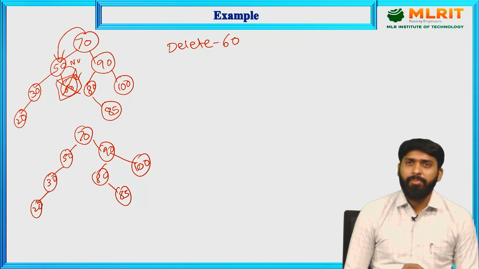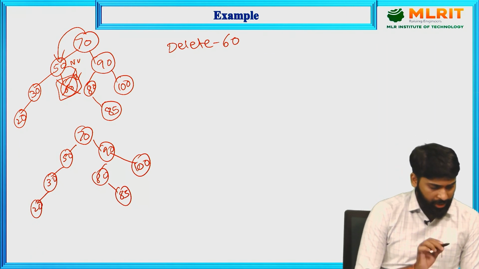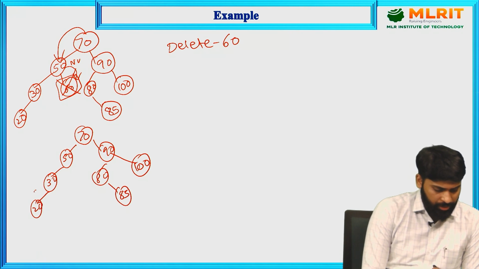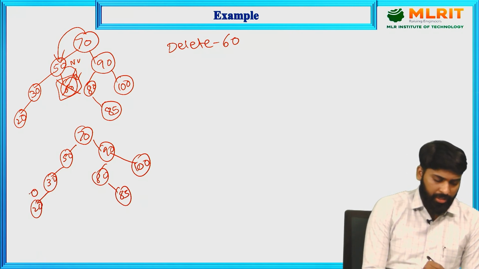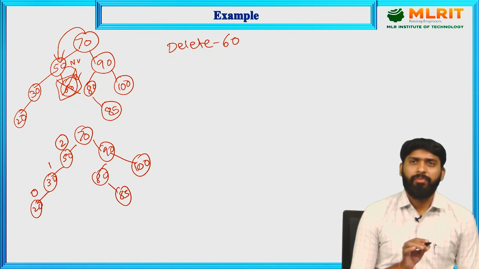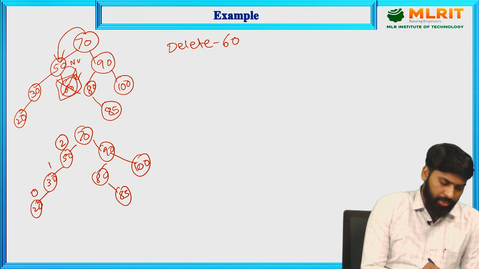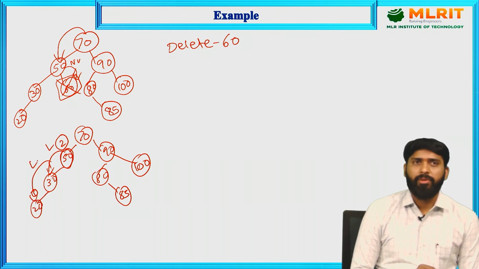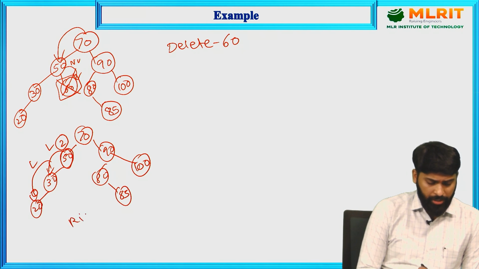What is the second step? Find the balancing factor of each node present in the tree. For 20, what is the balancing factor? 0. For 30, 1. For 50, 2. Here we identified that the AVL property is violated. Then identify the condition. So this is the violated node. In which direction? Left, left. So the rotation is right.